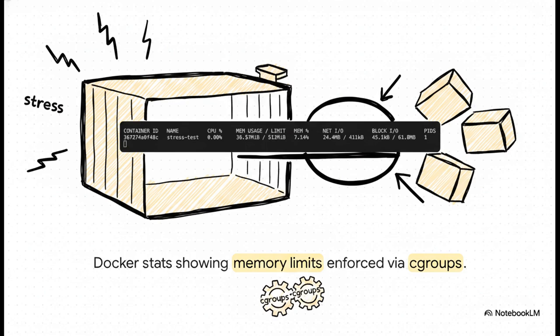Even under heavy stress, desperately trying to consume more memory, the cgroups step right in. The container pushes right up to the edge, but absolutely cannot exceed that 512 limit. Your host system remains perfectly safe and perfectly stable.